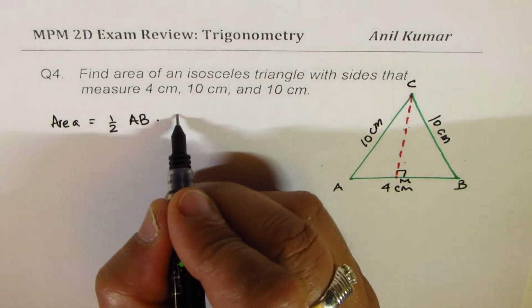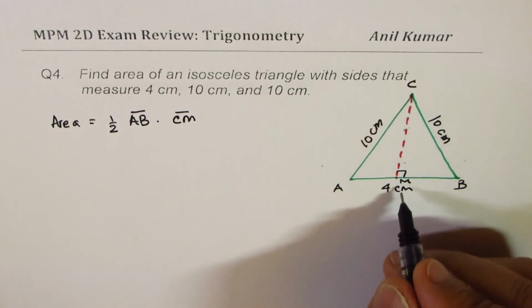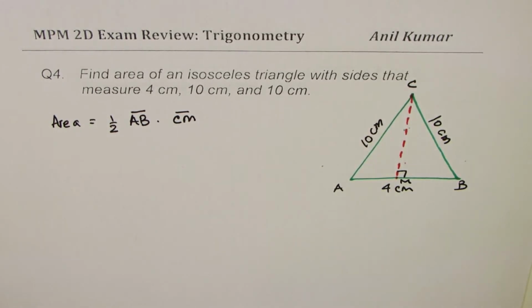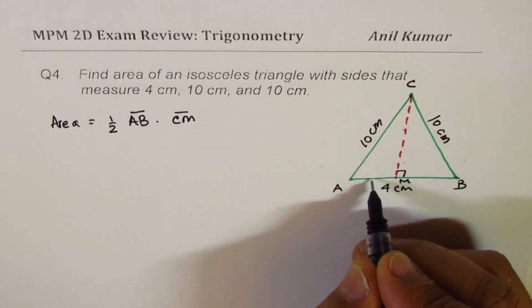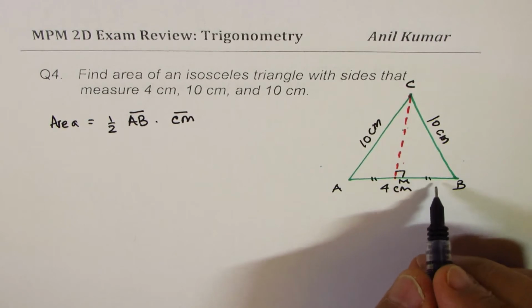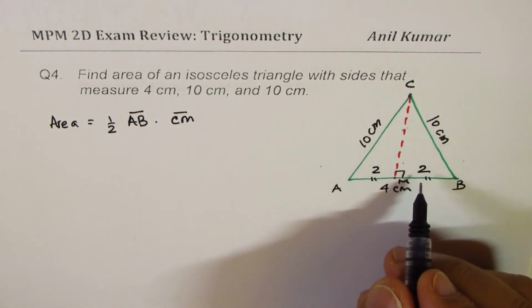So let's call it CM, right? So let's find what CM is. How are you going to find it? In any isosceles triangle, this is going to divide it equally, and therefore the side is going to be 2 units, right? 2 and 2.